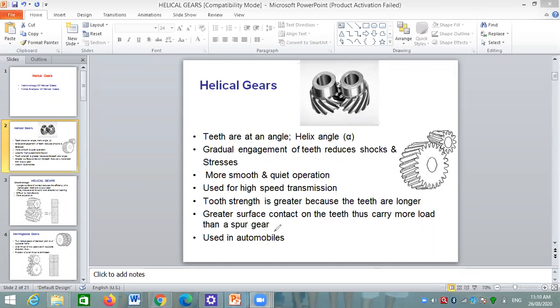And what is the application of this? It is used in automobiles. Generally helical gears are used for high speed transmission gearboxes. These helical gears are also used in gas turbines or other high speed applications. These are some advantages of the helical gear. If you have any doubt regarding this helical gear, you can ask.